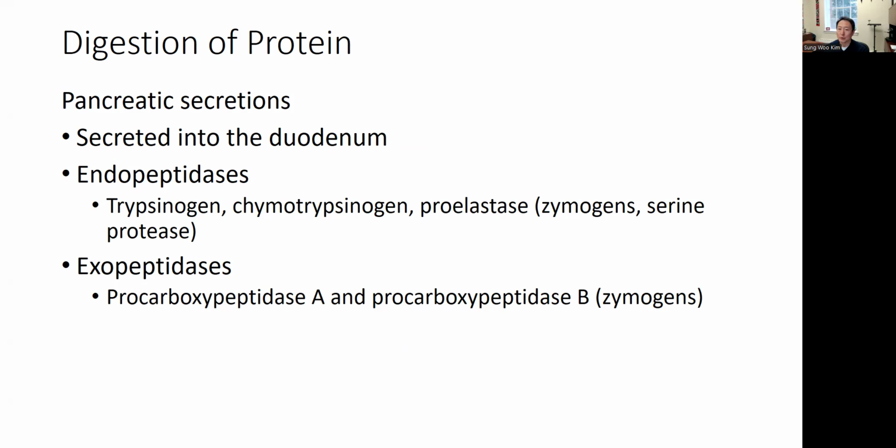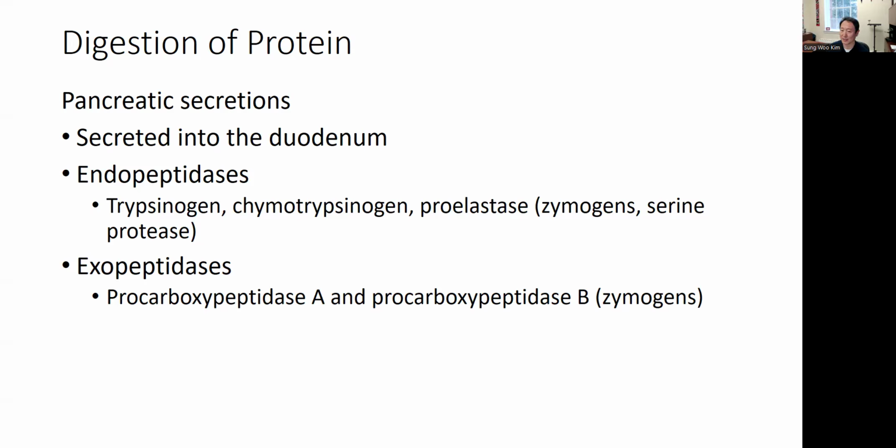And those pancreatic secretions in relation to protein digestion include both groups of proteases, endopeptidases and exopeptidases. We already talked about this too. The endopeptidases include trypsinogen, chymotrypsinogen, and proelastase. All three of them are inactive forms of proteases.